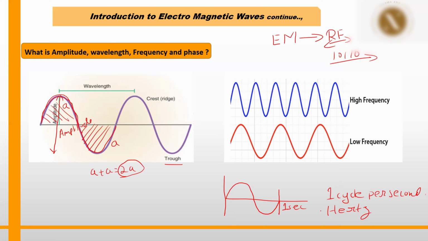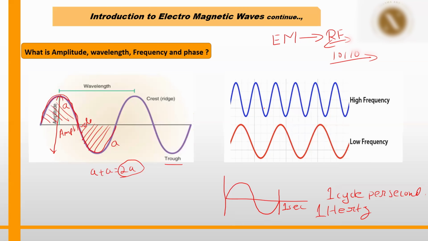Obviously named after Heinrich Hertz. So in this case, it takes 1 cycle in 1 second, so 1 cycle per second, that is nothing but 1 hertz. Suppose it is taking 2 cycles per second, so that is 2 hertz. 10 cycles per second, 10 hertz. So that is how it is calculated.